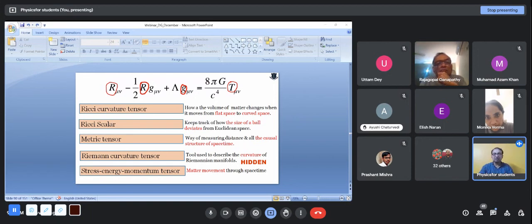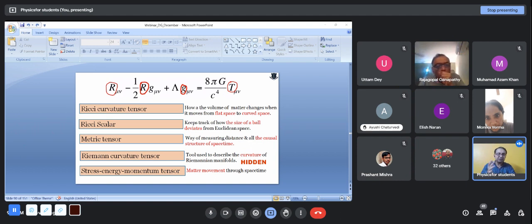Again, there is R, which is called the Ricci scalar. Then we have another g, which is the metric tensor, very important. Then we have something which is hidden because it is contracted, it is not shown here. It is called the Riemann curvature tensor. And then you see the T on the right hand side, which is called the stress energy momentum tensor.